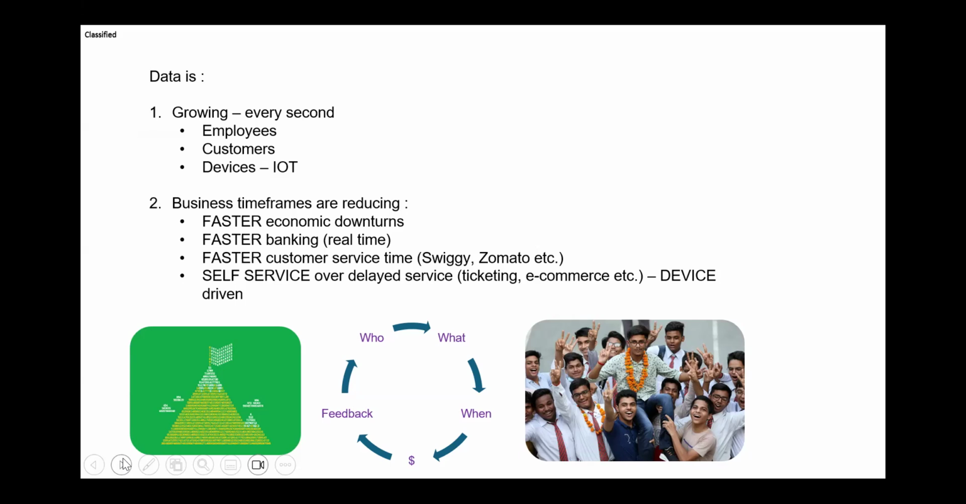So to facilitate our life, we have so many systems, and the business to facilitate its improvement goes through a cycle. What is the cycle? It needs to identify who is its customer, what are the services that they take from them, when do they need the services, what is the money that is made, and then there should be a feedback loop to improve these services and goods that they create.